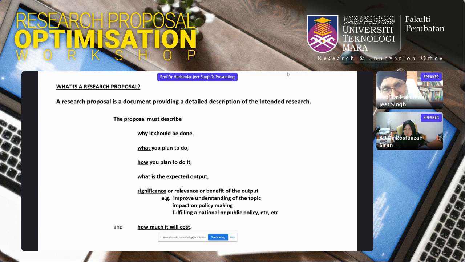It has to be right, it has to be appropriate, correct for the research question that you're asking. So it must match that as well. And then, of course, you have the budget, and they will ask you about the benefits, the significance, and all that. All these have to be put into a research proposal.